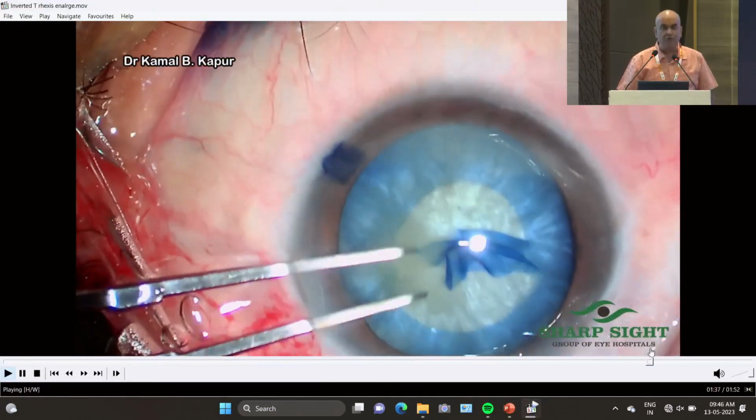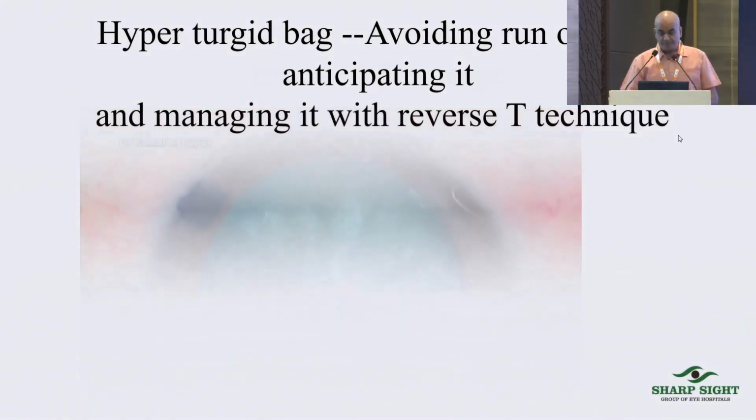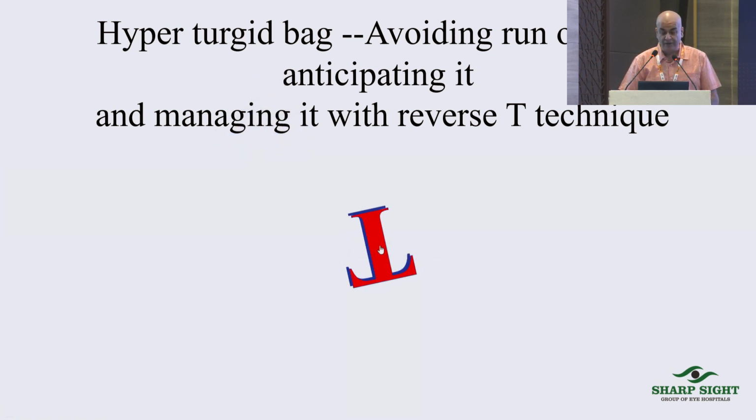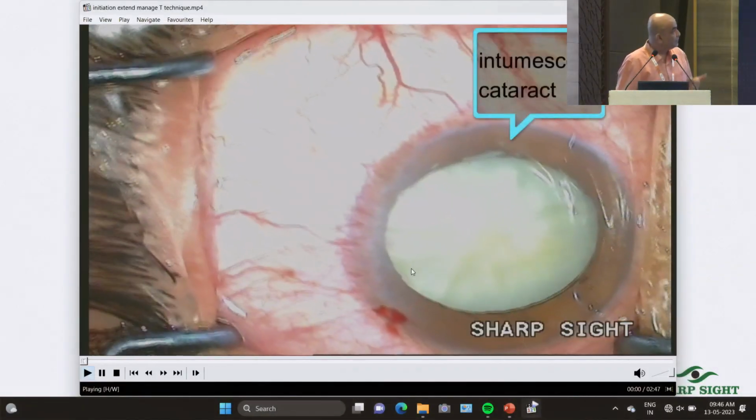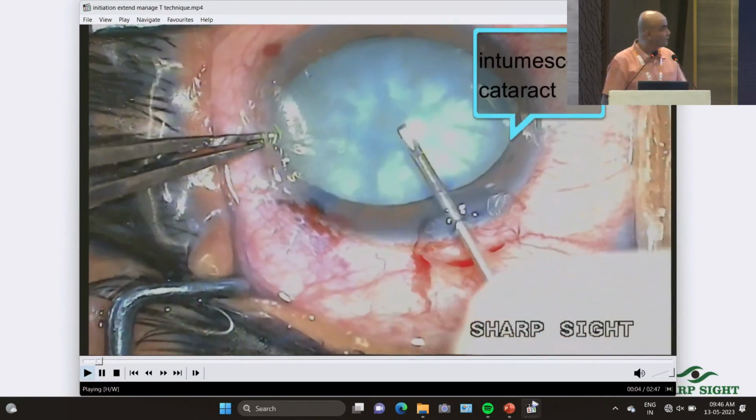The advantage is you can make any shape, any size with this technique. So I call it the T technique. Now in case you already started having a peripheral runout in intumescent cataract, what to do? Again, T technique to your rescue. Now this is an intumescent cataract. You can see the chamber is flattened, the pupil is pushed forward.